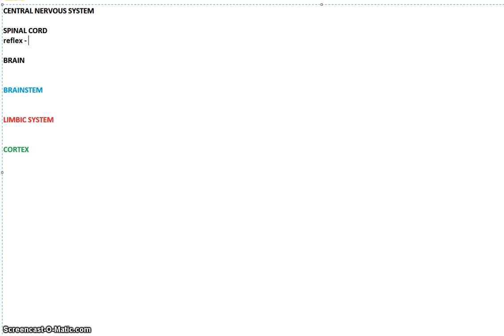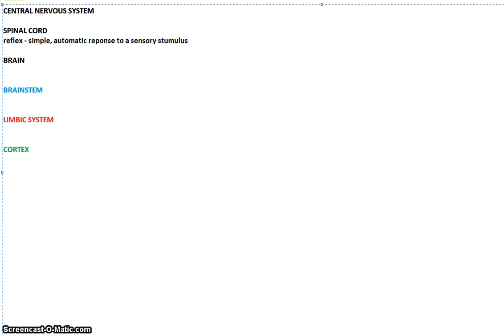is a simple automatic response to a sensory stimulus. Like when the doctor hits your knee with a mallet and it kicks up. And so you really need the spinal cord for these sensory stimuli to go from the peripheral nervous system to your brain. And so the brain is the other component of the central nervous system.